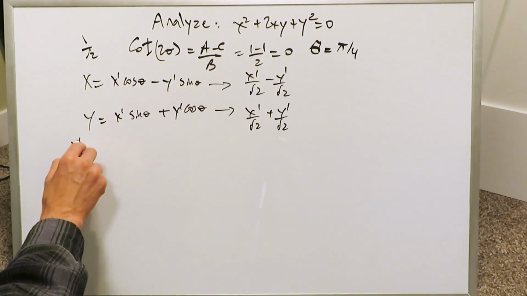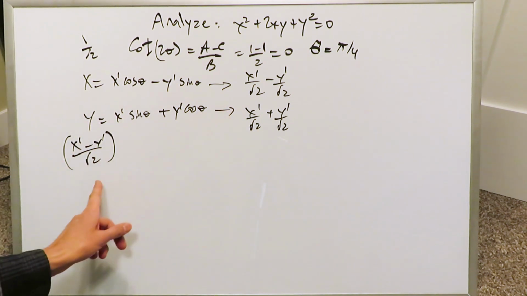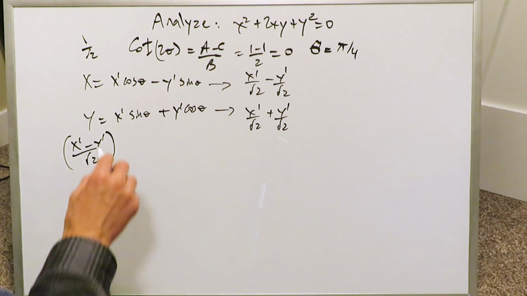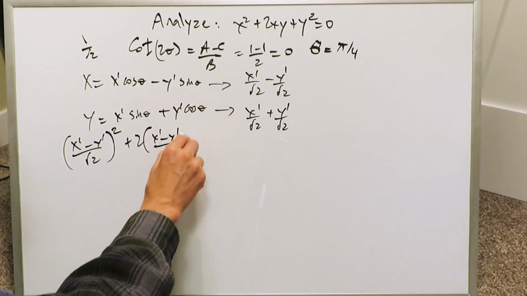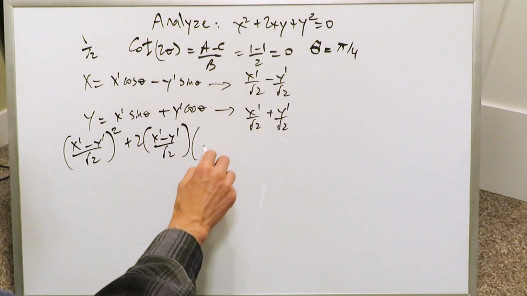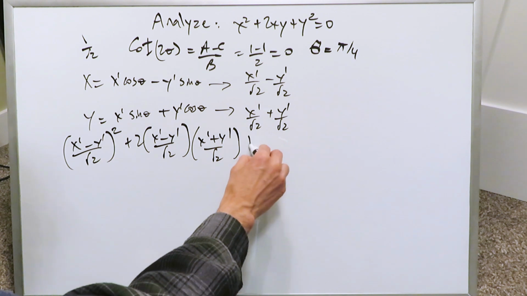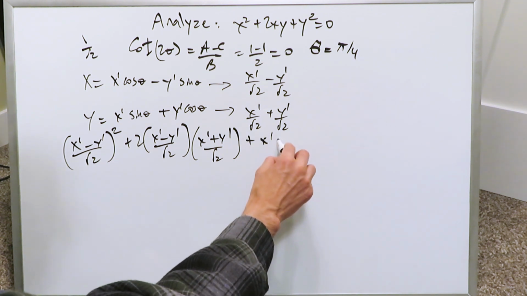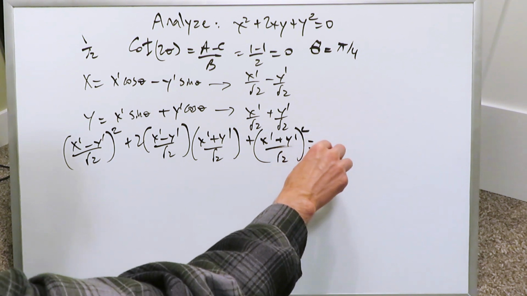You'll have x prime minus y prime all over root 2, which you can write as you see over here, squared, plus 2 times x prime minus y prime over root 2. That's this xy component here. Then we'll have x prime plus y prime over root 2 plus y squared. You'll have an x prime plus y prime over root 2 whole squared, all equal to 0.